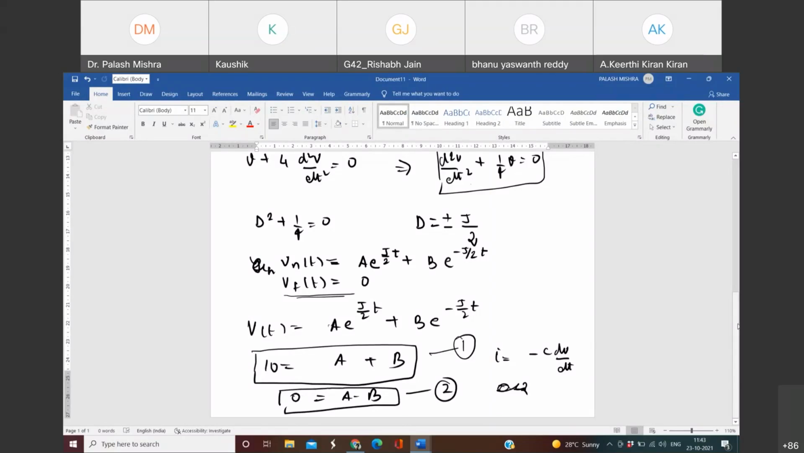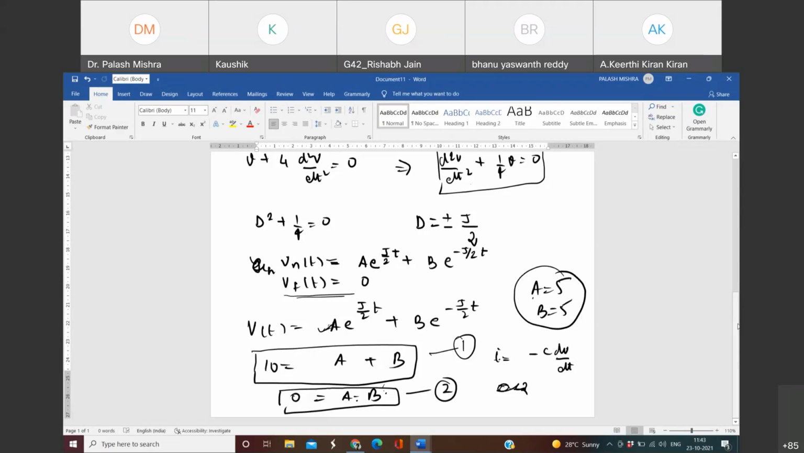A will be 5 and B will also be 5. Is it clear, this thing? Any doubt? If someone is having, please let me know. The second equation will come from this one. You can find it by differentiating this voltage, and then you have to put the initial conditions to get this equation. Then linearly solve these two equations, and you will get the values of A and B.